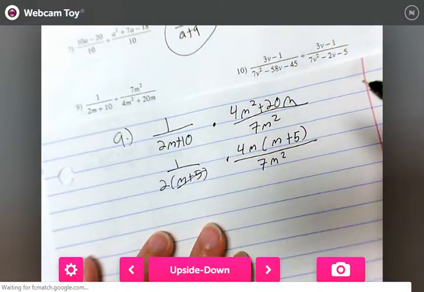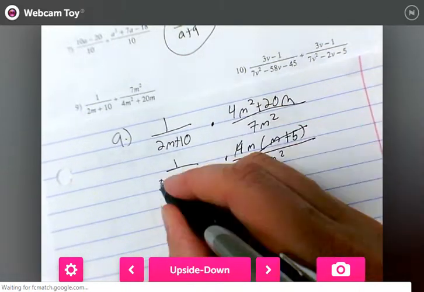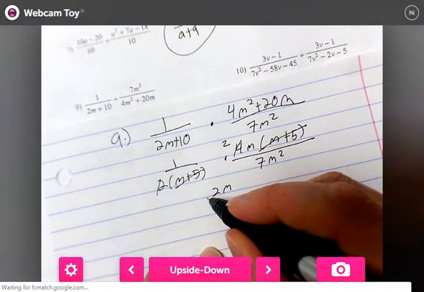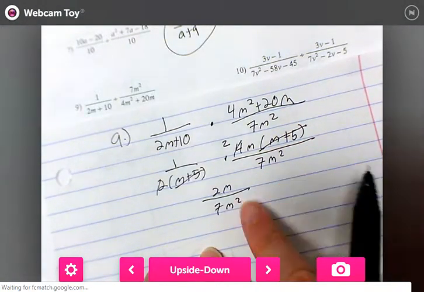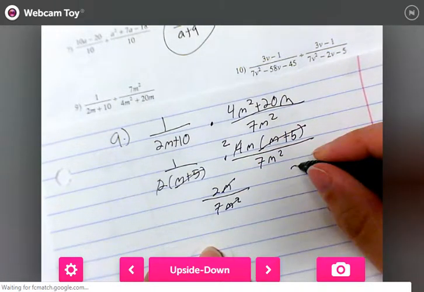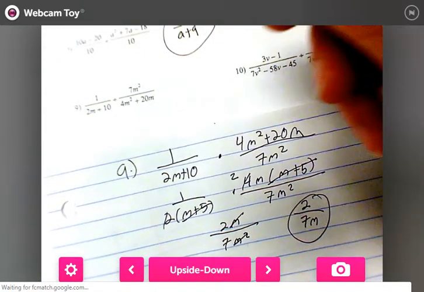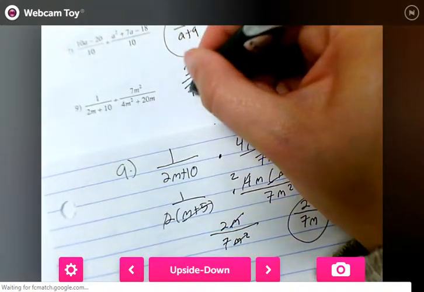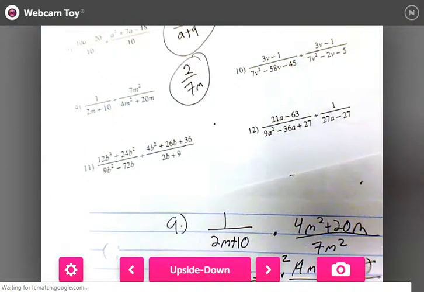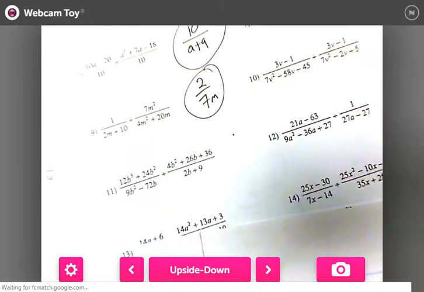The m plus 5 can cancel. 4 and 2 can be reduced to 2. So I'm left with 2m over 7m squared. Oh, they both have m's. I can cancel one of those and I get 2 over 7m. Two over 7m. All right, guys, let's do one more. Let's do one more because they're getting a little complicated.